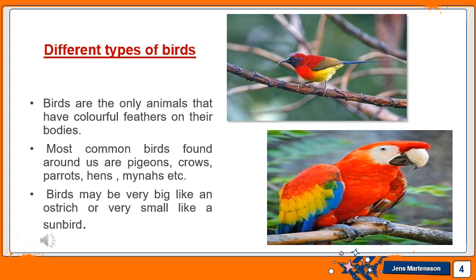Birds are found in different sizes. Birds may be very big like an ostrich or very small like a sunbird. In this slide, you can see a picture of a sunbird and a parrot. And you can see that both of them have colorful feathers.